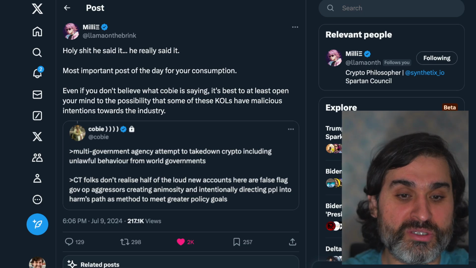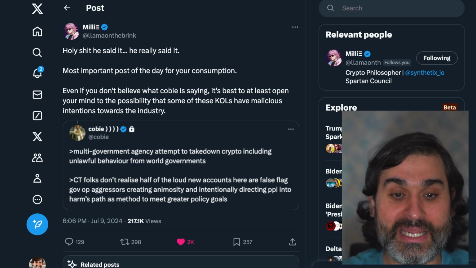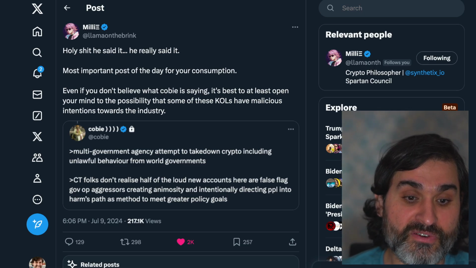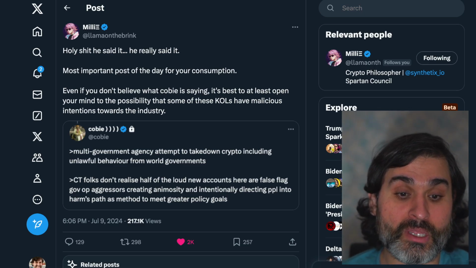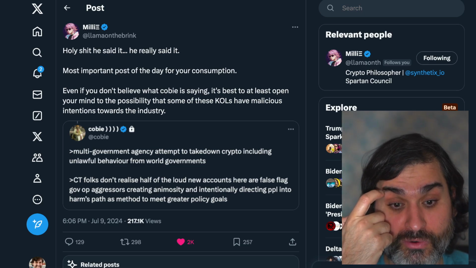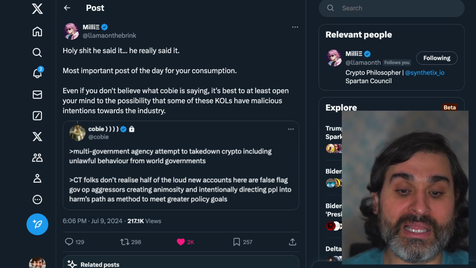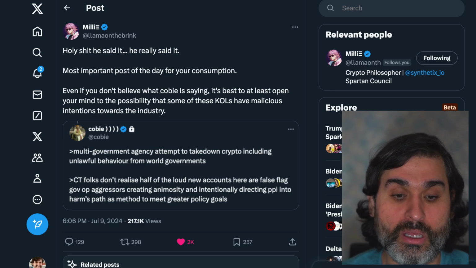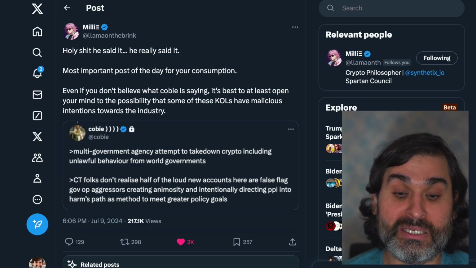Okay, next we have this post from MillyX saying, holy shit, he said it, he really said it. Now, what is MillyX referring to? Milly here is referring to a Kobe tweet saying, multi-government agencies attempts to take down crypto, including unlawful behavior from world governments. He says, crypto Twitter folks don't realize half of the loud new accounts here are false flag government op aggressors, creating animosity and intentionally directing people into harm's path as a method to meet greater policy goals.